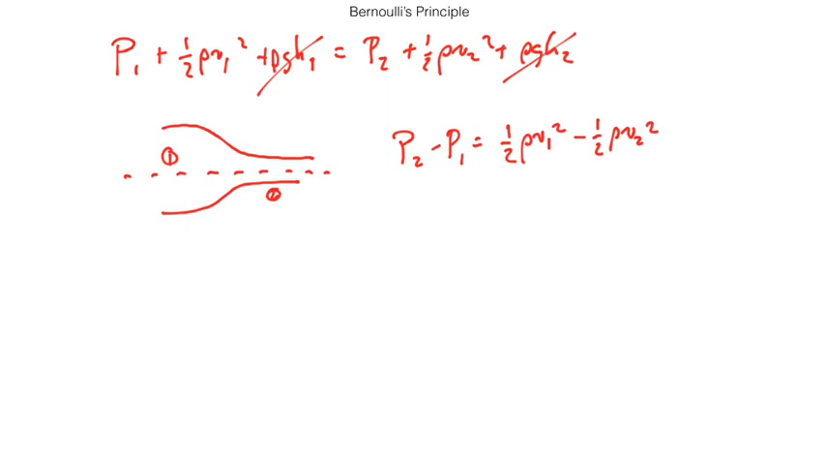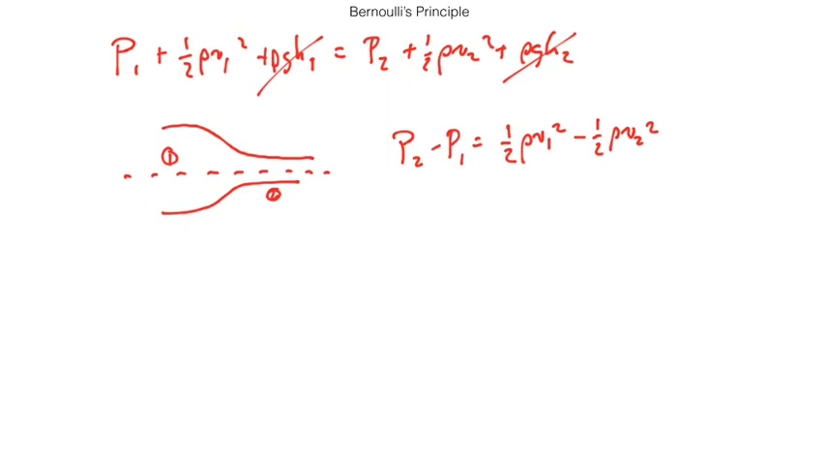Let's look at the right-hand side. Which of these velocities is bigger, 1 or 2? It's 2, isn't it? It's moving faster in the narrower section because of the equation of continuity. So when I look at the right-hand side, I'm taking a v that's small and squaring it and subtracting off a v squared that is bigger. Is this right-hand side going to be positive or negative? It's going to be negative, which tells me that the pressure difference between section 2 and section 1 is negative.